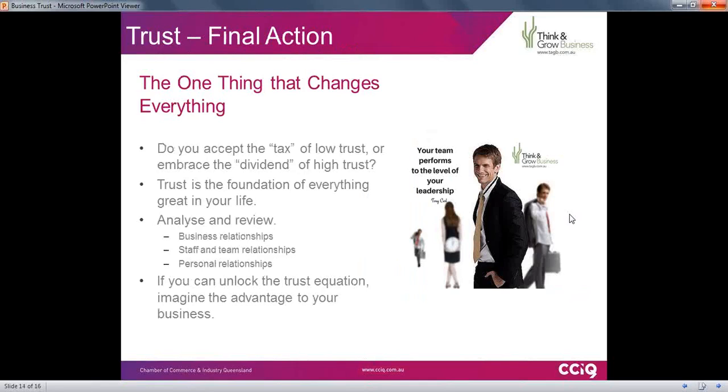So ask, how much do you have in the trust bucket? Working within business relations, staff and team relationships, and even our personal relationships, everything that you have in your life that's great has been built on a foundation of trust. So it comes back to a decision: do you accept the tax of low trust, or do you want to embrace the dividend of high trust?